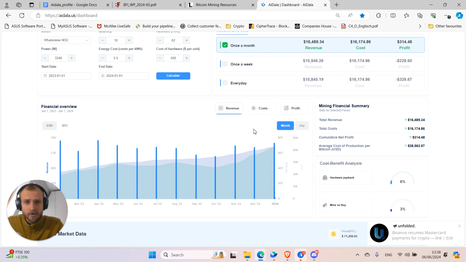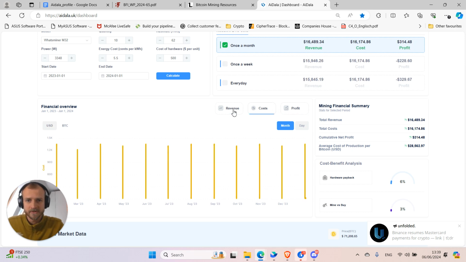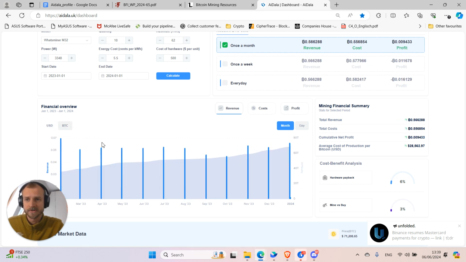So here, financial overview. You can see revenues, costs, profits with different currencies converted to Bitcoin and US dollars. So, for example, your revenues in Bitcoins are steadily going down, diminishing as your difficulty grows. So you can see this by reading your overlay of the difficulties.